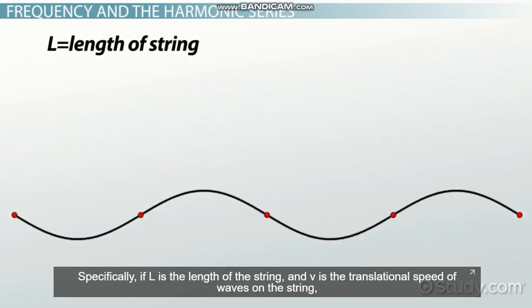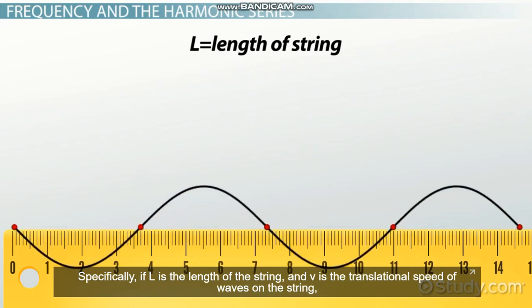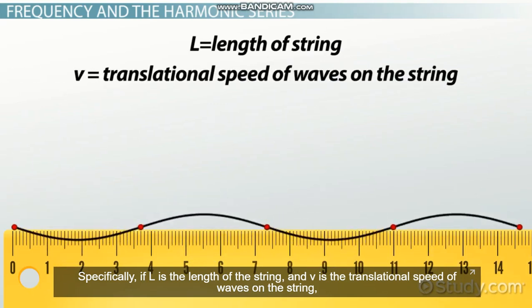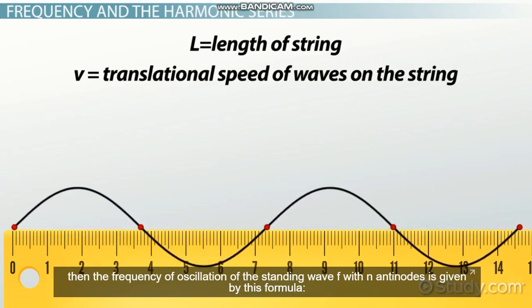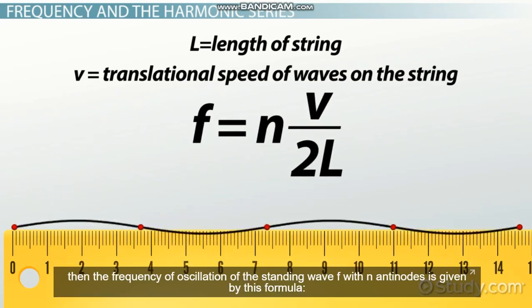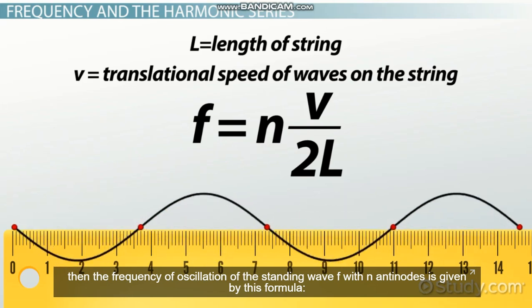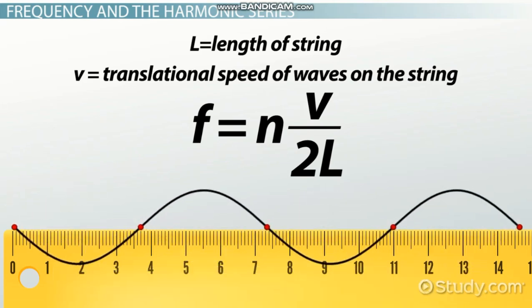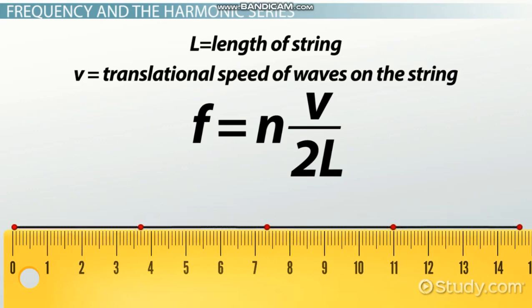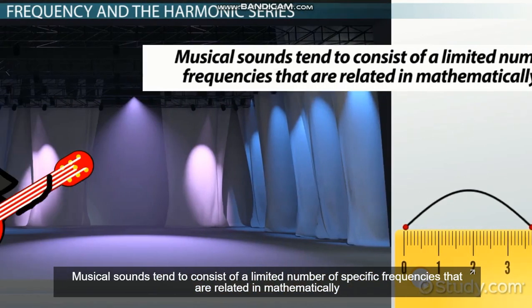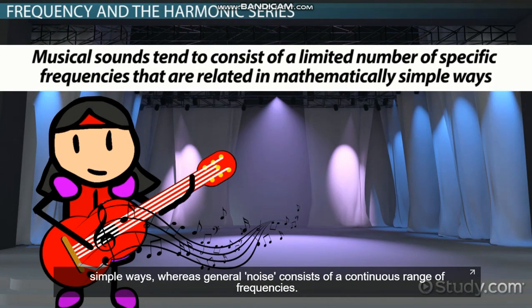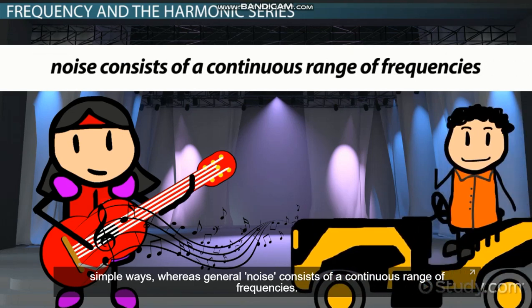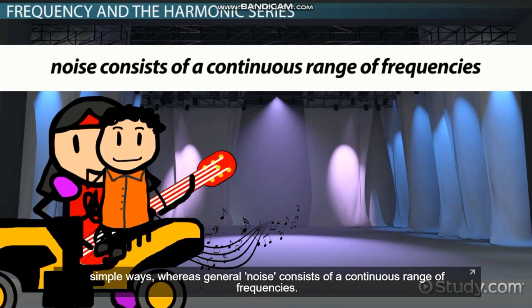Specifically, if L is the length of the string, and V is the translational speed of waves on the string, then the frequency of oscillation of the standing wave, F, with N number of antinodes is given by the formula F equals N times V over 2L. Musical sounds tend to consist of a limited number of specific frequencies that are related in mathematically simple ways, whereas general noise consists of a continuous range of frequencies.